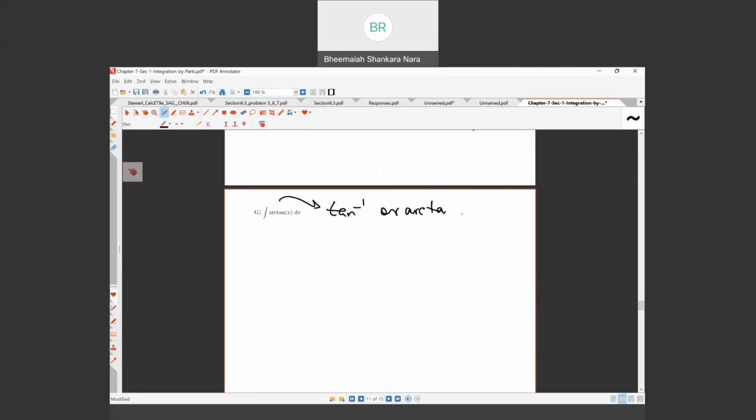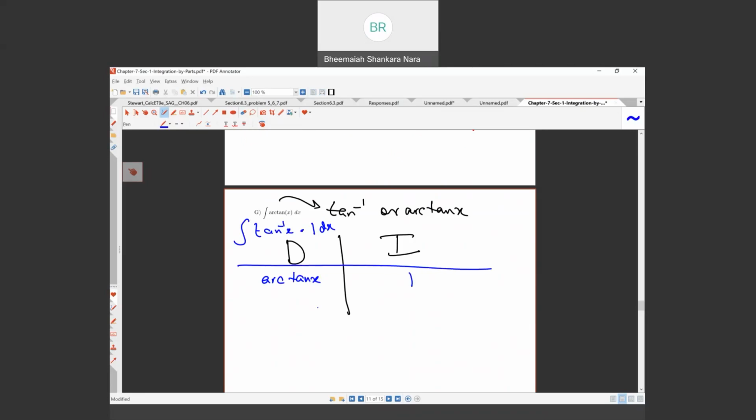So choose the d and I, the differential and integral terms for this. You have only one term, tangent inverse, but you want two terms when you do integration by parts. So write the second term as 1 and then dx. So write the first term as arctangent and the second term as 1. Differentiate this, you have 1 over 1 plus x squared. Integrate 1, you have x.